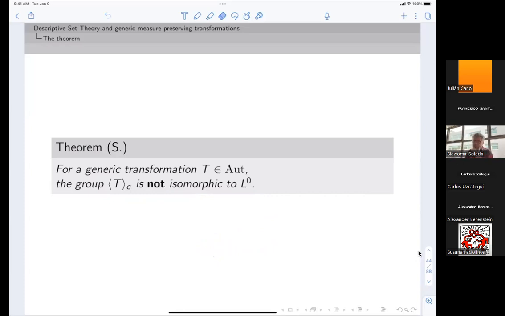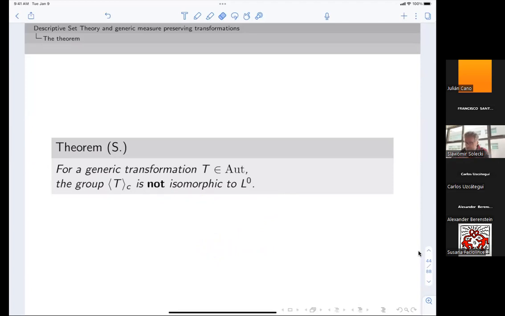Okay. So then, I have a question about what is the condition that you need to ask for T to get the isomorphism? I mean, to get an isomorphism, there is no easy condition.